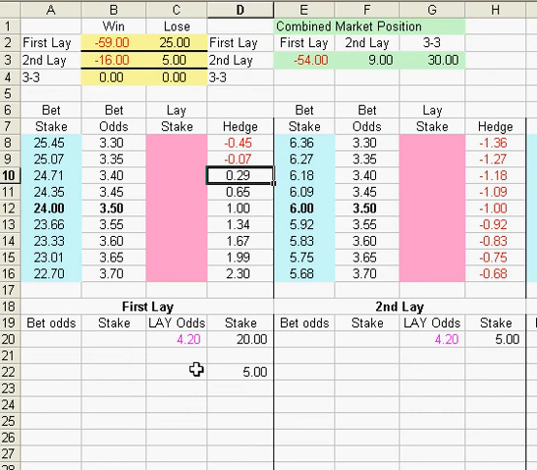So I hope we've covered a bet and a lay, 2 bets maybe, and a couple of lays, so you can see how to use the sheet.